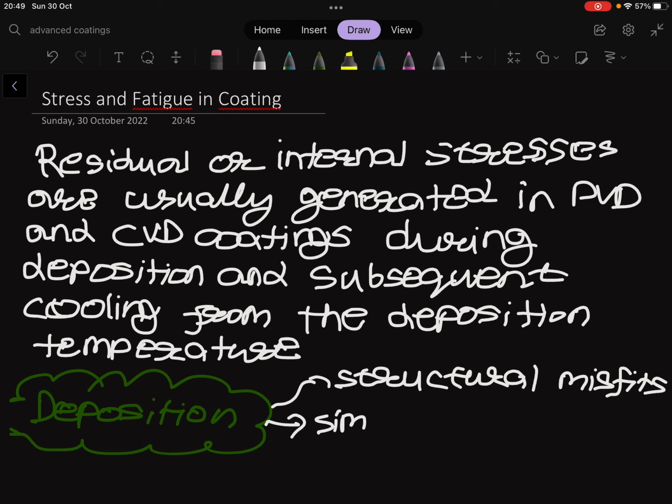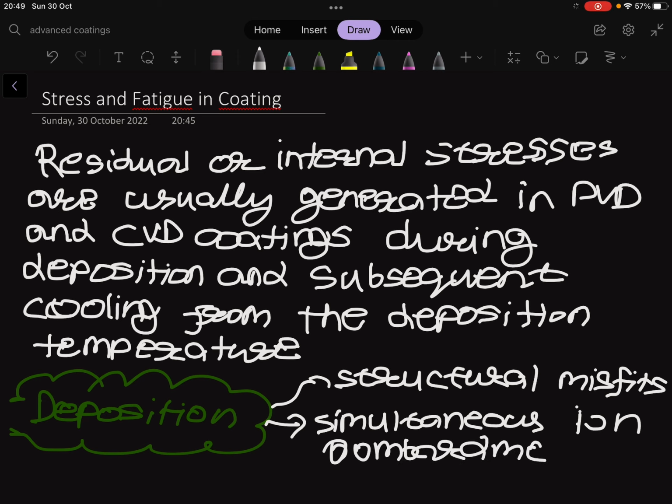Simultaneous ion bombardment, so this generates a state of stress, which can be tensile or compressive in nature.